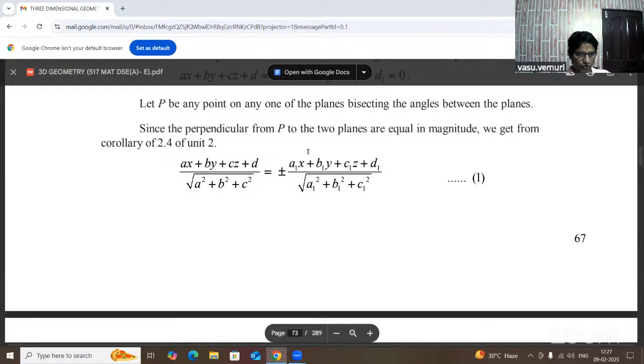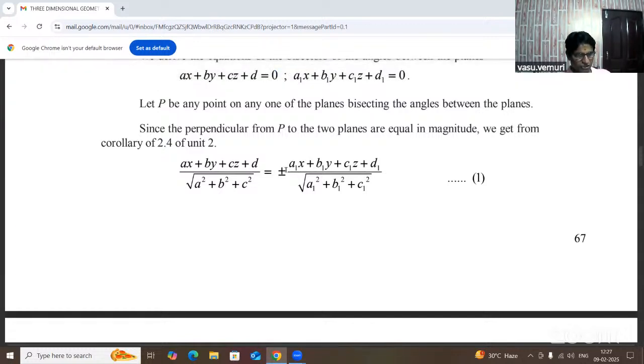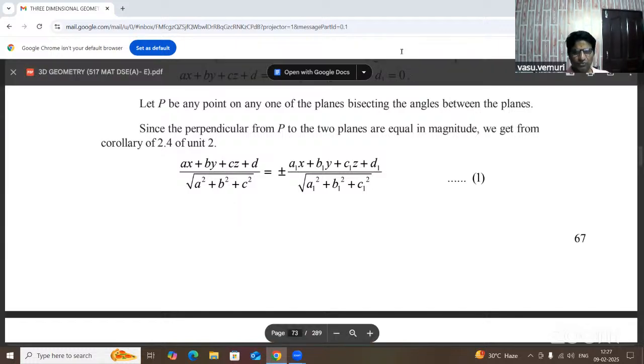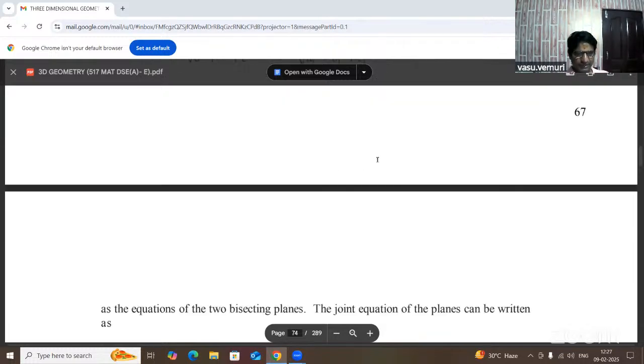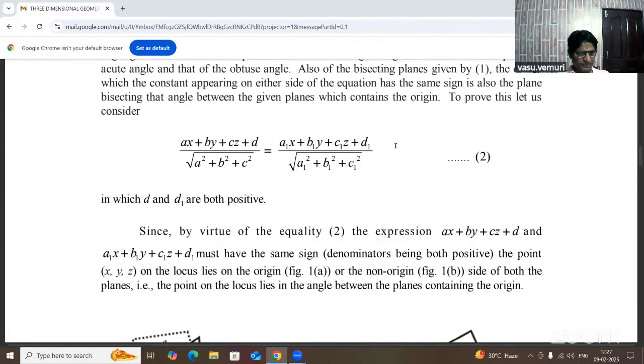Now, according to this expression, taking the positive gives one bisecting plane equation, and taking the negative gives the second bisecting plane. To find the angle between the first plane and the first bisecting plane, we can automatically find the angle. That angle is simply, as we already know, the angle between the two bisecting planes. So automatically one is acute and another one is obtuse.